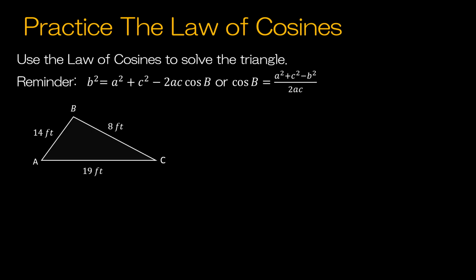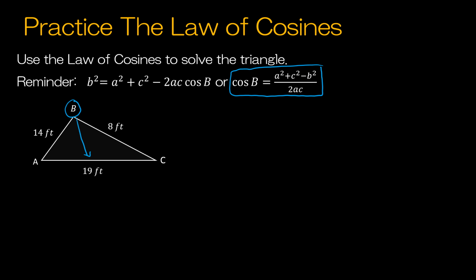For our first example, we're given all three sides and we need to solve the triangle, meaning we need to find all three missing angles. Because I'm solving for an angle instead of a side, I'm going to choose this format. You could get the correct answer using either format, but this one makes more sense for this particular question. Now, when you're determining which angle to solve for first, it's customary to begin with the angle opposite the longest side. So we're going to use b.